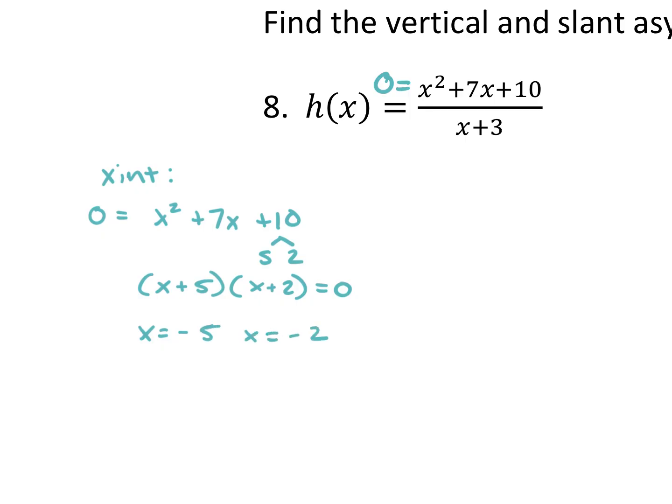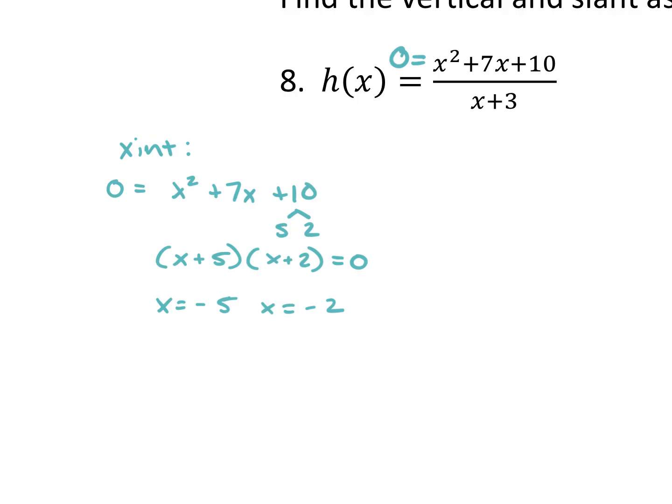Now for x-intercepts, we have to write them as points. So how would we write our point? Perfect. The x goes first. So since we found what x is equal to, it's going to go in the x spot. So negative 5, 0, and negative 2, 0. Here you're just listing 2 points.